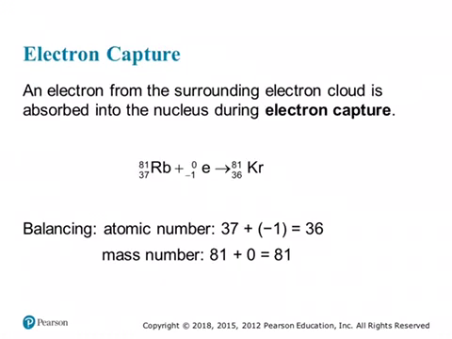As you see here with electron capture, an electron is captured from the surrounding electron cloud and taken into the nucleus of rubidium, forming krypton-81. The mass number didn't change, but the atomic number decreased by 1, so that you have a 37 on both sides.